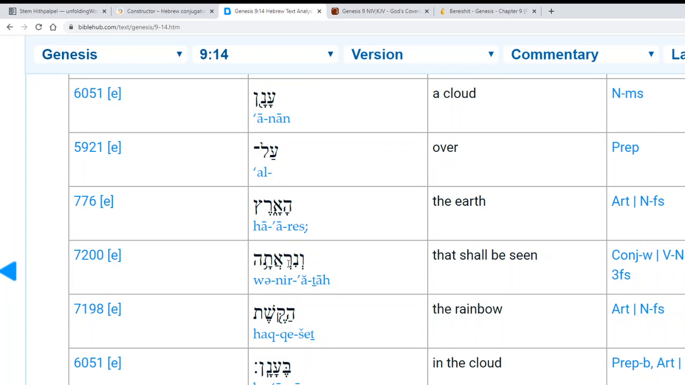Venir'ata, so conjunctive vav, the root here is resh aleph hey, and this is in the nif'al, the passive. And that nun is actually part of the conjugation, not part of the root. The root is resh aleph hey, to see, nir'ata. So it's in the feminine singular. Nir'ah would be in the masculine. Nir'ata is in the feminine, and it is seen.